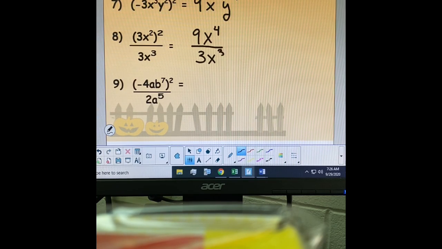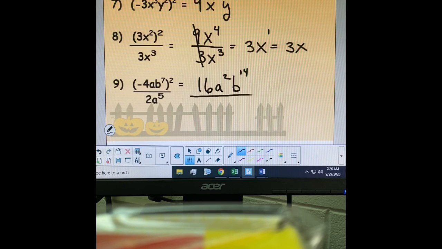Here we have to work with the numerator first, and now we divide monomials. 9 divided by 3 is 3, and x to the 4th divided by x to the 3rd is x to the 1st. 16a squared b to the 14th divided by 2a to the 5th. 16 divided by 2 is 8. There are 3 more a's in the denominator, and then b to the 14th cannot be simplified.